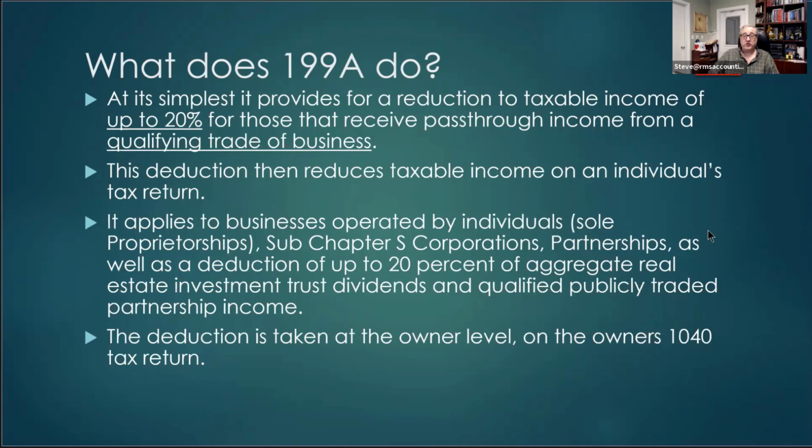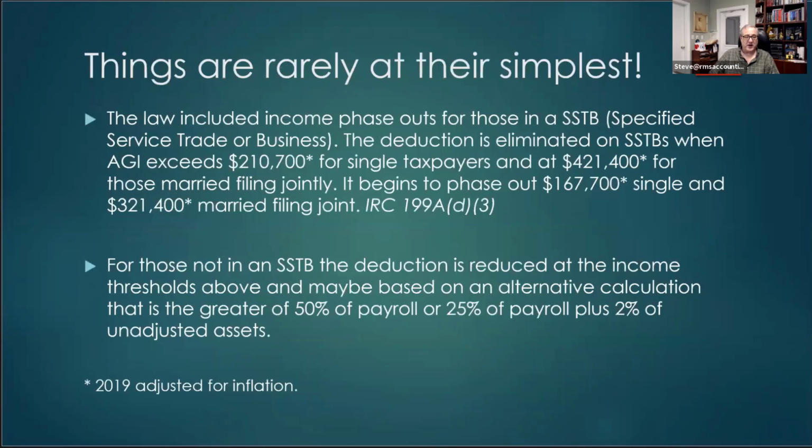A deduction reduces your taxable income. It's simply a figure we put on your tax return to take this reduction in taxable income. It applies, as I said, across the board. It's taken at the individual taxpayer level on the 1040, not at the entity level if you've got an entity. It phases out for certain people in what they have qualified as specified trades or business.